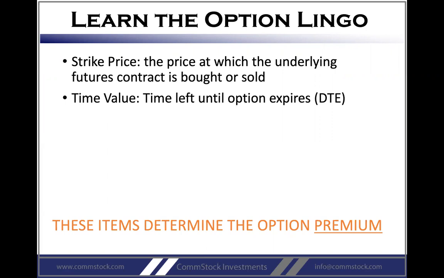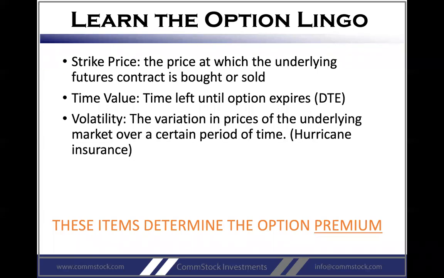Of course, how much time is left until that option contract expires is going to have a big impact on what the premium is. If it's several months out, if it's new crop corn, for example, that expires, I think, the end of December, or excuse me, end of November, versus a contract in May that expires in another month or two, that's going to play a big difference.